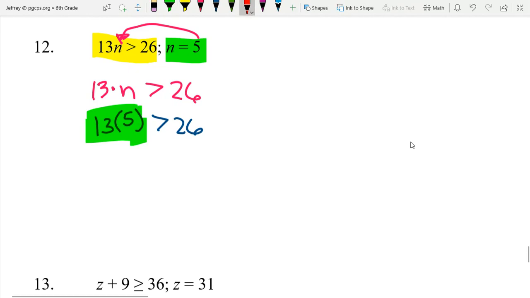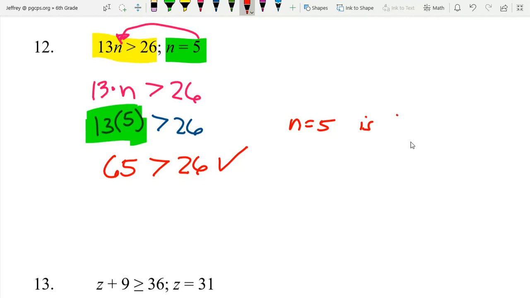Now let's simplify 13 times 5. So 13 times 5 is 65. So is 65 greater than 26? Yes. So n equals 5 is a solution to the inequality because it makes the statement true. 65 is greater than 26. So 5 is one of the solutions to this inequality.